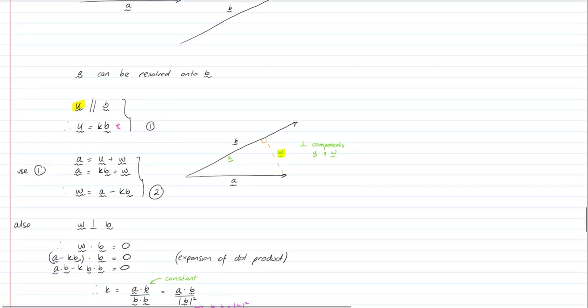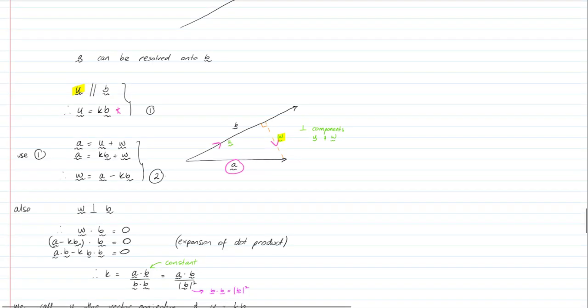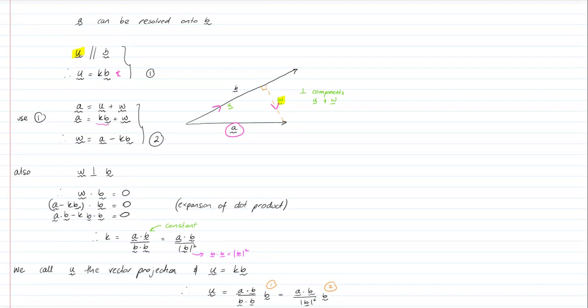So A, which is the original vector, is equal to U plus W. W is the perpendicular vector. But U is equal to KB, hopefully you can see that there. So therefore A is equal to KB plus W, and vector W, which is the perpendicular vector, is equal to A minus KB. But W, remember, is perpendicular by definition to B, so W dot B is equal to 0. That's the rule of perpendicularity. And (A minus KB) dot B is equal to 0. So all I've done here is substitute W out for what W is equal to.